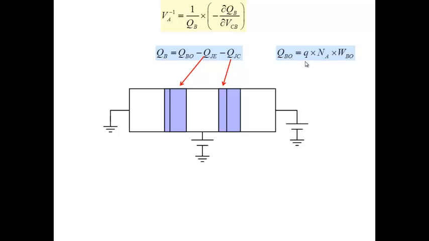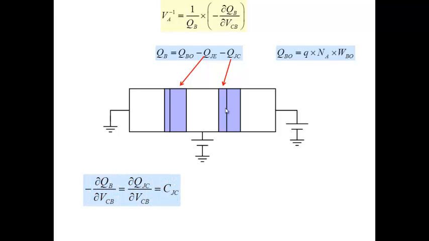QB0 is a constant. The moment I write QNA, NA is a constant, WB0 is the metallurgical base width, a constant. QJE, note the depletion charge here, is a constant. We are not changing the base voltage. Emitter is constant. So this is a constant. So as you change the collector base voltage, what changes is this QJC, this depletion charge here. That is what changes. Right?